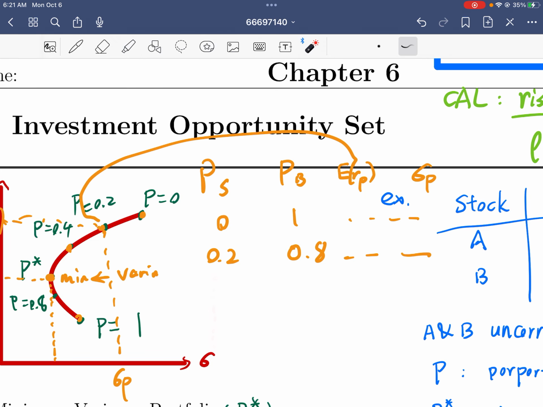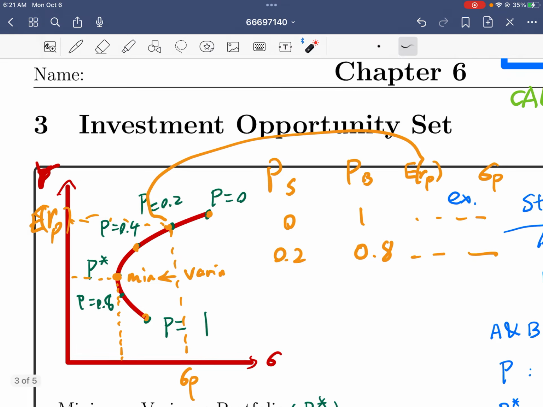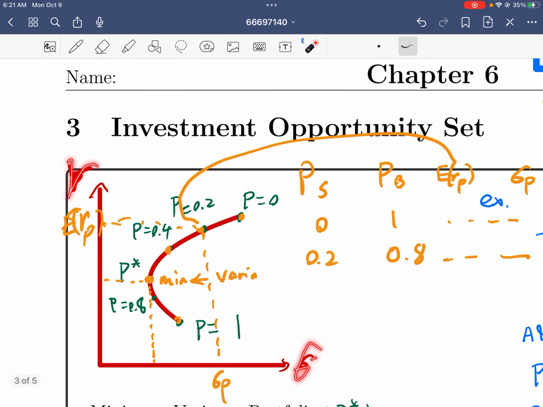So we can write different percentages in stock, and one subtract the percentage in stock to calculate the percentage in bond, then find all the portfolio's expected return and portfolio's standard deviation, then find other points on a relationship between return and the standard deviation plot. The overall points construct this curve. We call it the opportunity set.